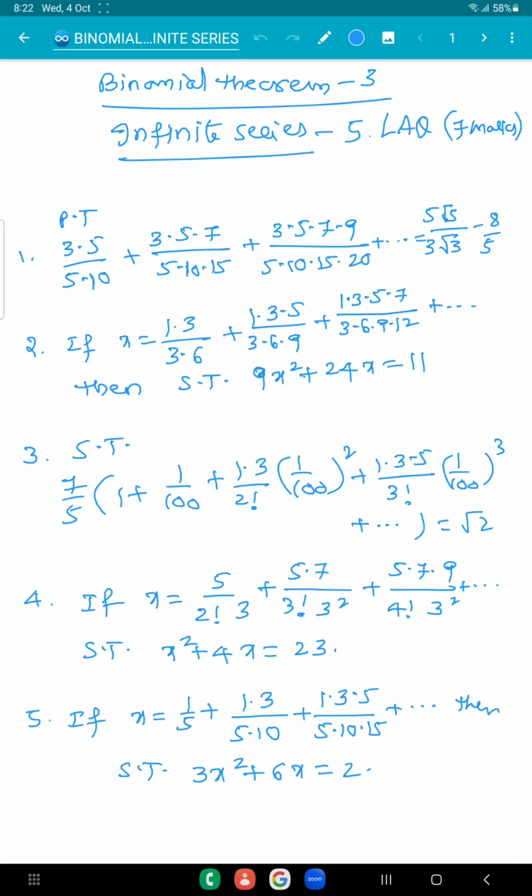Now we are going to discuss the binomial theorem, third part. The third part contains infinite series. I am going to do 5 questions in this one. Everything is the same model, but with a few adjustments. I am going to use only one formula, so let us learn that formula first.